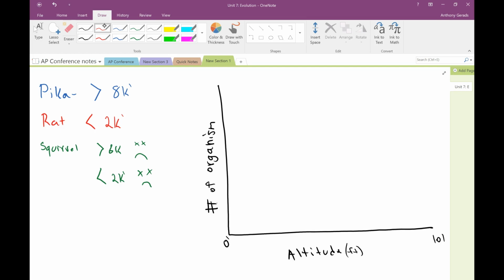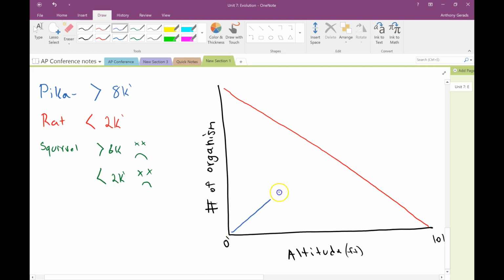Okay. Would the population be high or low at 0 feet altitude for a rat? It'd be very high. And what do you think would happen as the altitude goes up and up and up? It's going to go like this. Okay? What do you think it'd look like for the pica? It's going to say 0 across the whole thing? No, at 0 feet altitude, it's going to be there, but what's going to happen as I go up?